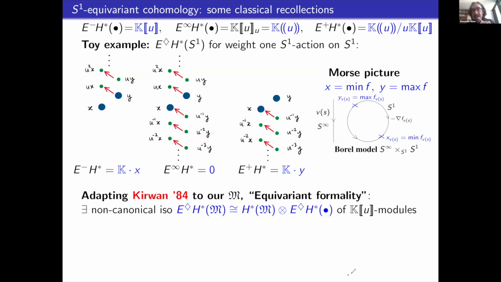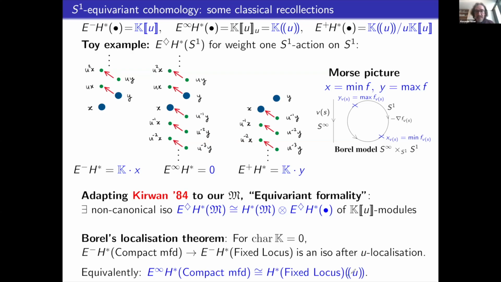Okay, and the last classical thing I want to mention to motivate what I'm doing on the Floer theory side is the localization theorem. So this is a classical result of Borel. I'm always working with fields of characteristic 0. So what you can do when you're doing the equivariant theory is you have a natural map, the inclusion of the fixed locus, which on cohomology is pulling back from the equivariant cohomology of the closed manifold to the equivariant cohomology of the fixed locus. And the Borel localization theorem says that this becomes an isomorphism after you've localized the equivariant parameter U.